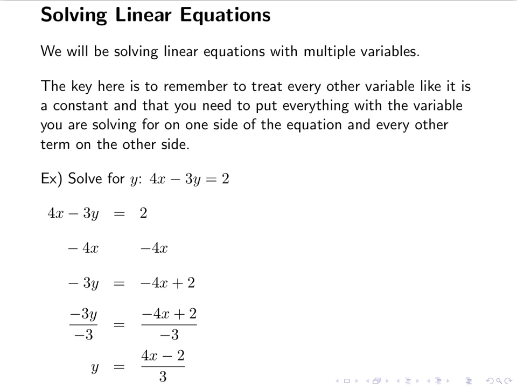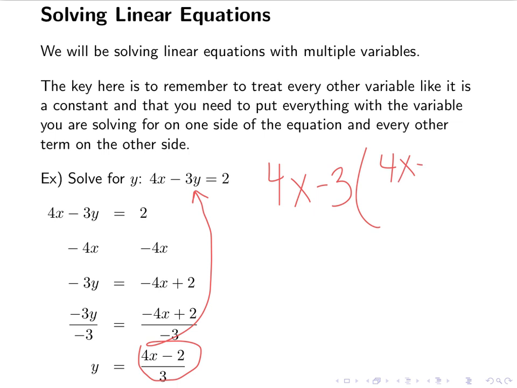And remember, you can always check your answers by plugging this in for your value for y, just like you would check it if you got y equals 4. So I would check it here too. So I would have 4x minus 3 times (4x minus 2) over 3. Does that equal 2? Well, when I go to multiply, I know my 3's are going to cancel.